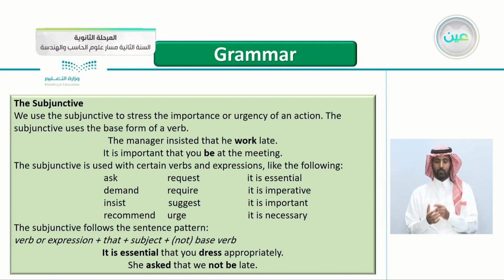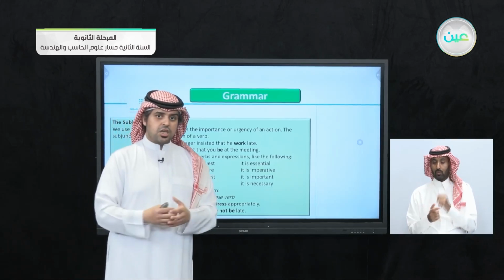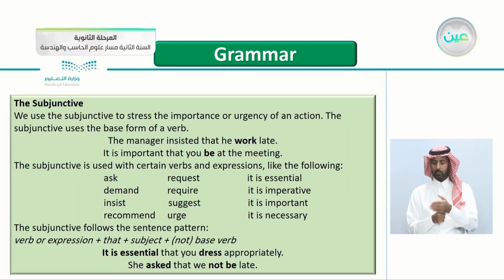The subjunctive is used with certain verbs and expressions like the following: ask, demand, insist, recommend, request, require, suggest, urge, and you can say also it is essential, it is imperative, it is important, it is necessary. So all of these show you the importance, the urgency of the situation. The subjunctive follows this pattern. This is how you write the subjunctive form: verb or expression plus that plus the subject plus the base form in the negative or the affirmative form.